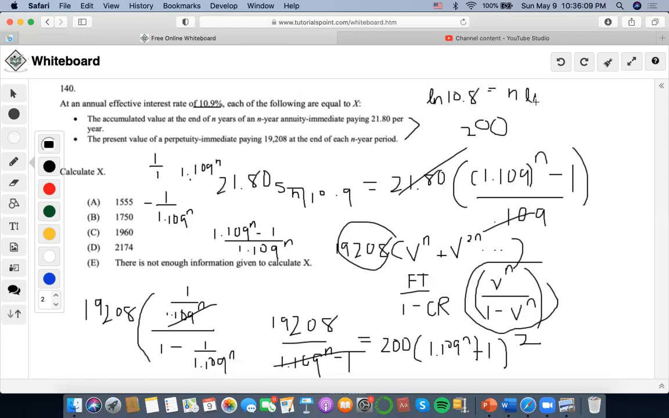n ln 0.9, so do ln 0.8 divided by ln 0.9. So n would equal 22.99. So if I were to plug it back into either one to find x, I'll choose this one.